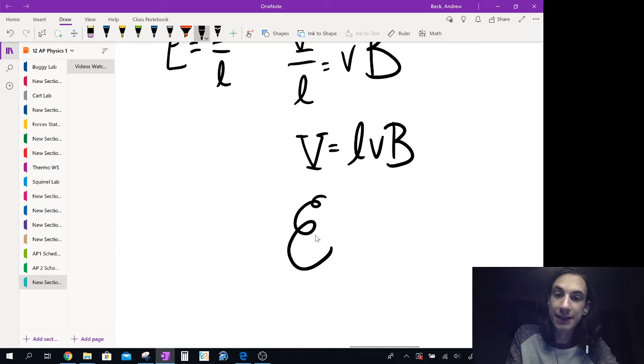There you go. So we have this fancy E, this EMF. That's what it stands for, electromotive force. So this potential difference because these electrons are being physically forced. So we have this EMF. It's the same thing. It's just another representation of voltage.